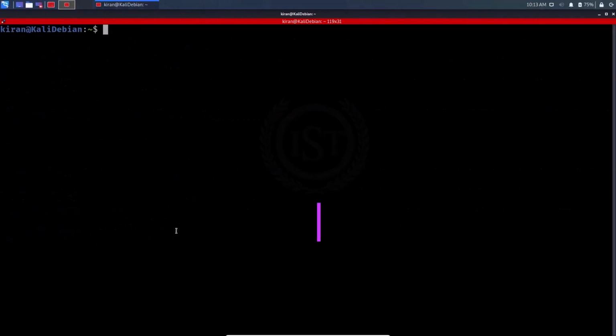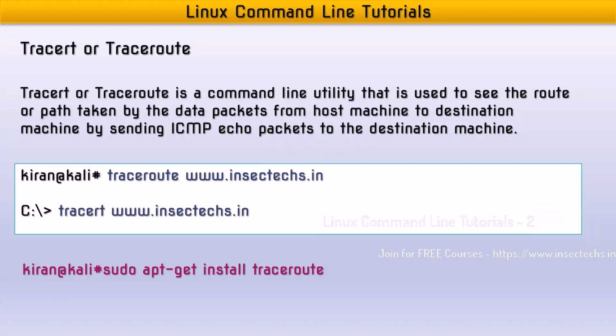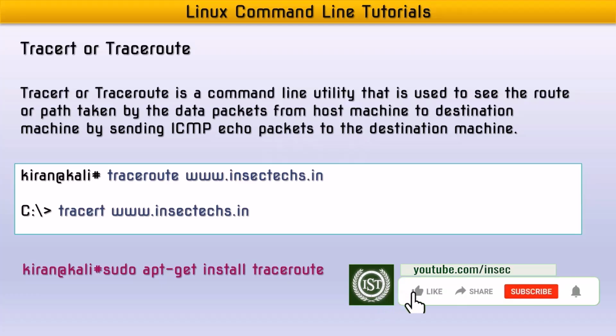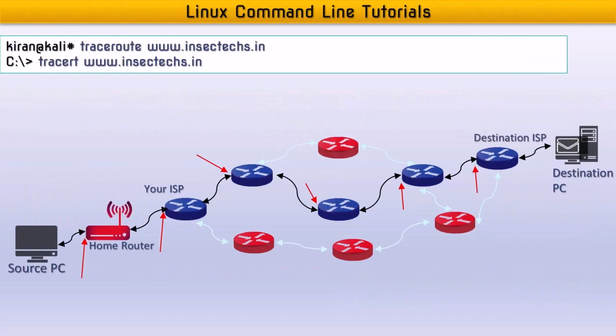Now let us go to the other command, traceroute. Traceroute is a command line utility that is used to see the route or path taken by the data packets from one machine to a destination machine or another machine. And this command uses ICMP, that is Internet Control Message Protocol, ICMP echo packets from your source machine to the destination machine, and it displays the path taken by the data packets.